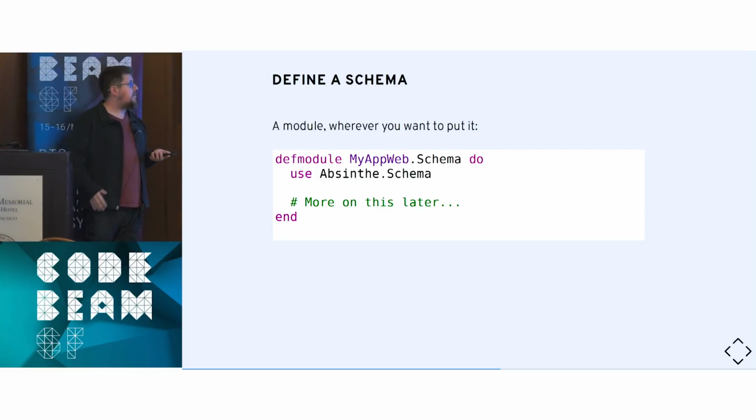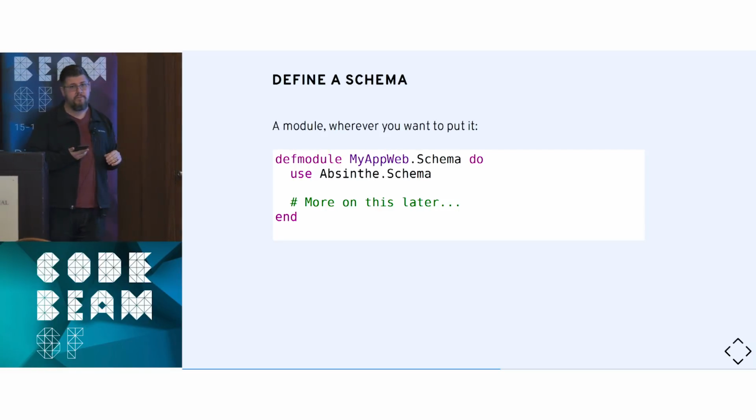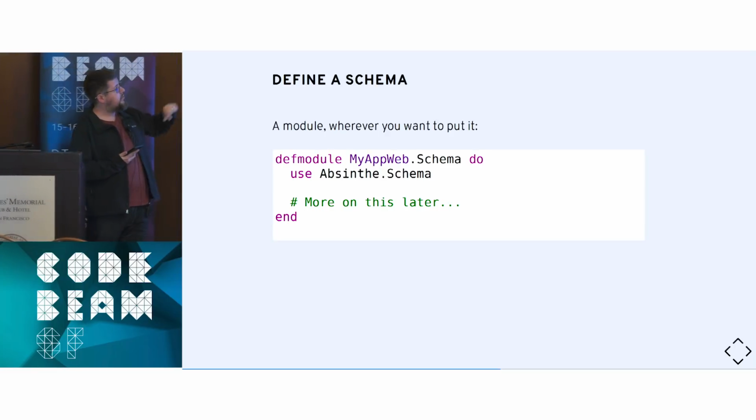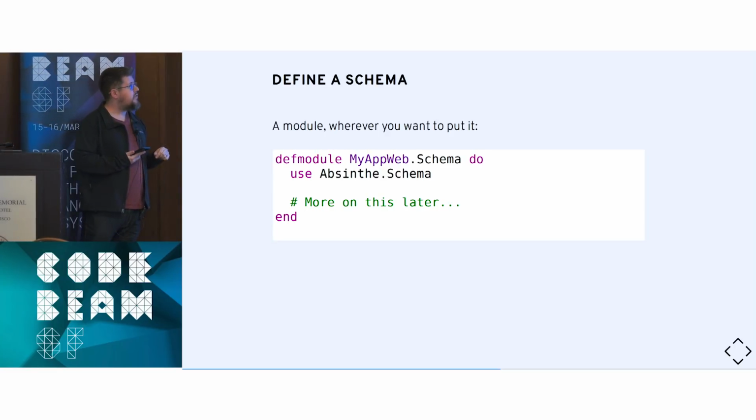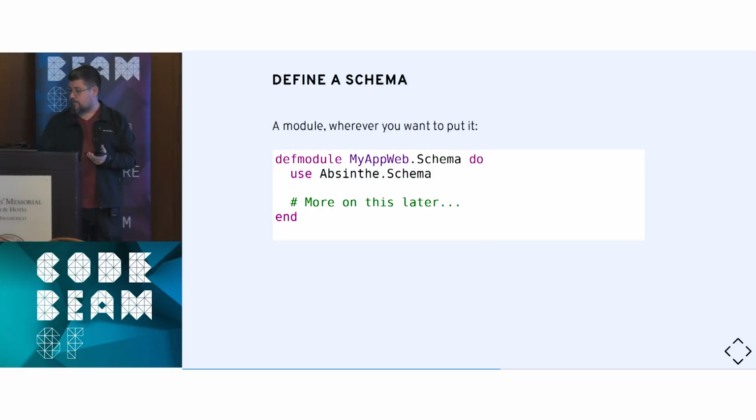And then you're going to define a schema. Your schema is just a module, right? We're going to talk about how you actually build one of these. All you really have to do is use Absinthe.Schema, which gives you the tools that you need to build your schema.